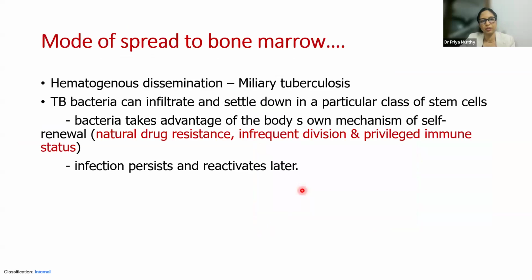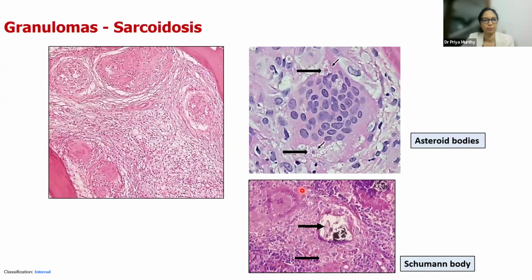The tuberculous bacteria can infiltrate and settle down in the stem cells of the bone marrow, and the stem cells, we know, have a mechanism of natural drug resistance, infrequent division, and privileged immune status. And when infection persists, it can get reactivated later.